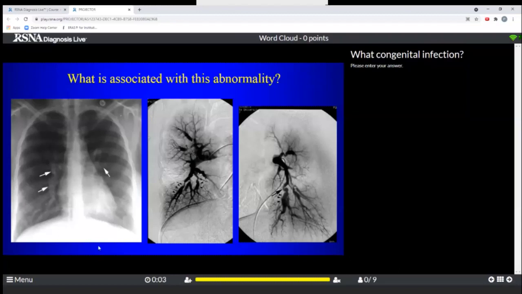Here in our next case, what we see is some funny looking vessels on the right side. And when we do a pulmonary angiogram, you'll notice all of these branch stenotic lesions within the pulmonary vessels. So all of these tiny branch stenoses in the pulmonary vessels. What congenital infection can cause this? That's my next question.